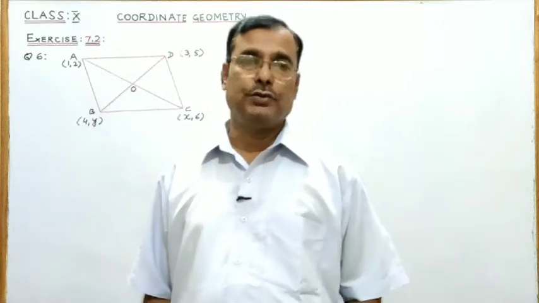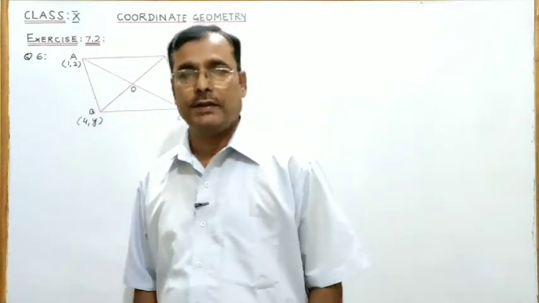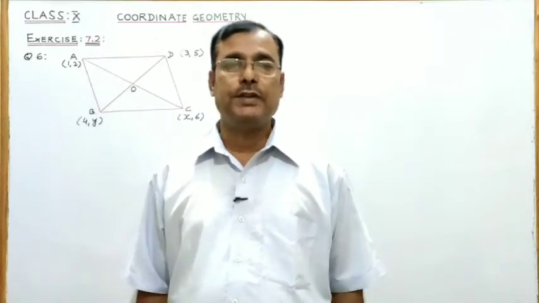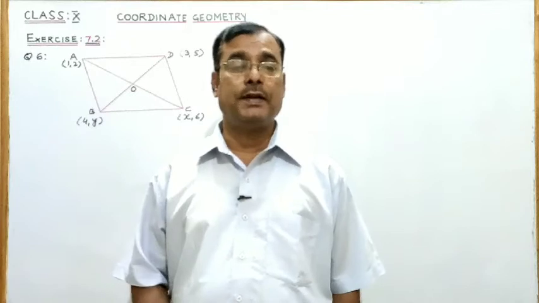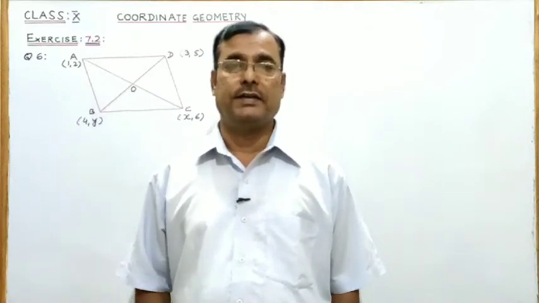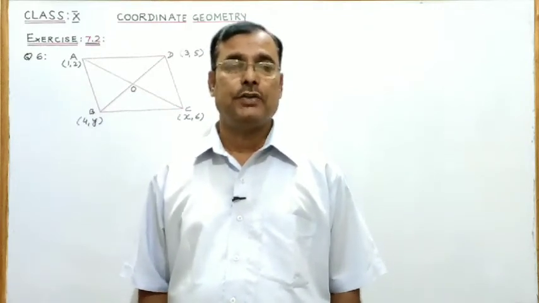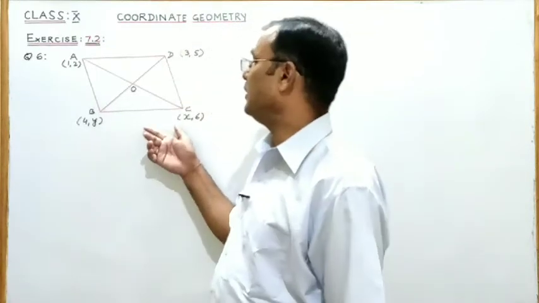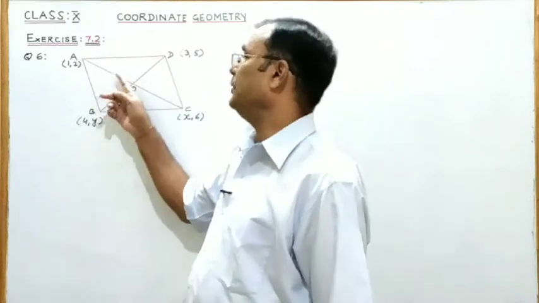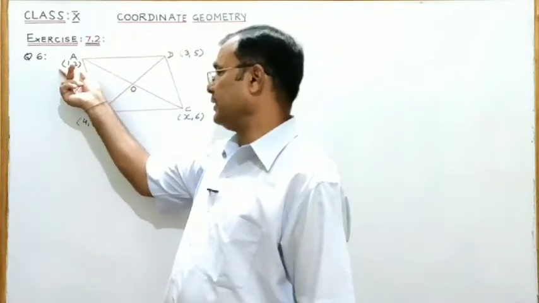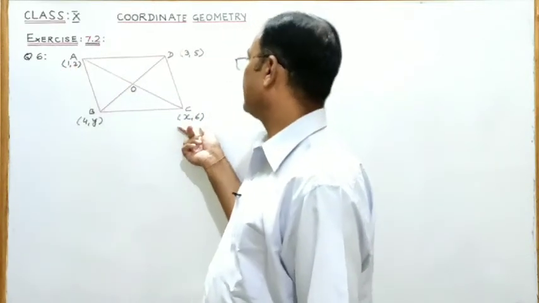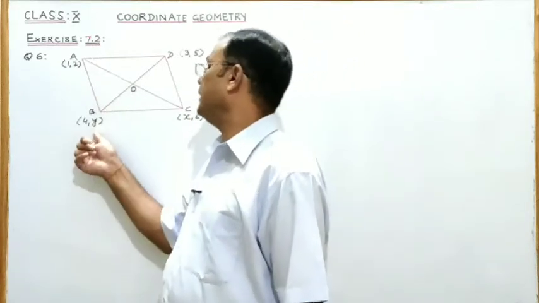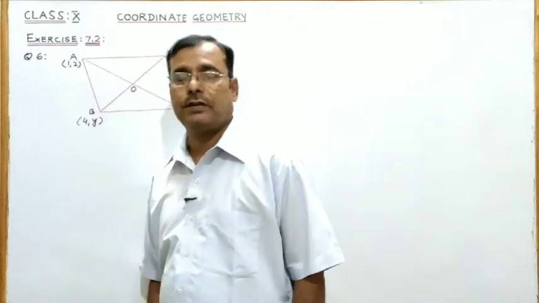Exercise 7.2, question number 6. In this question, the coordinates of 4 points are given which are vertices of a parallelogram taken in order, and we have to find two unknowns x and y. So here is the parallelogram ABCD with coordinates of 4 vertices A, B, C and D, and two unknowns x and y we have to find out in this question.